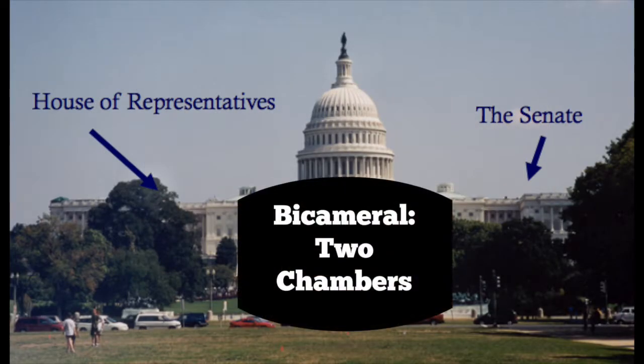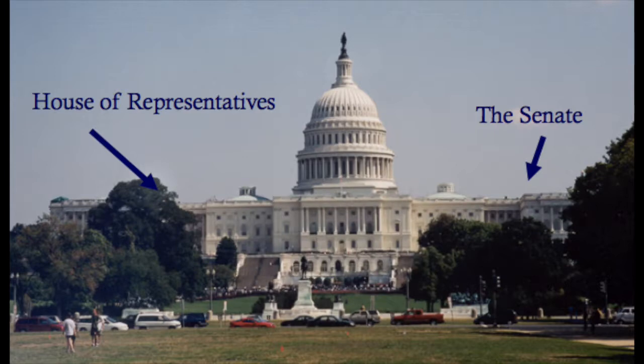Immediately, the Constitution established a bicameral legislature, that is, a legislature made up of two houses. You have the Senate and the House of Representatives. These houses differ significantly in key details. Let's look at them more in depth.